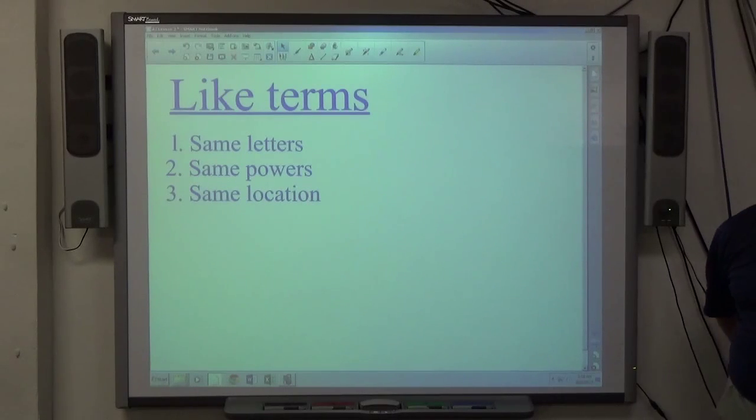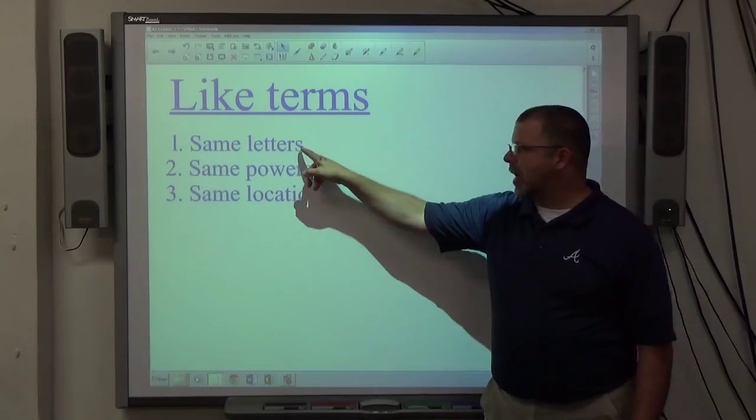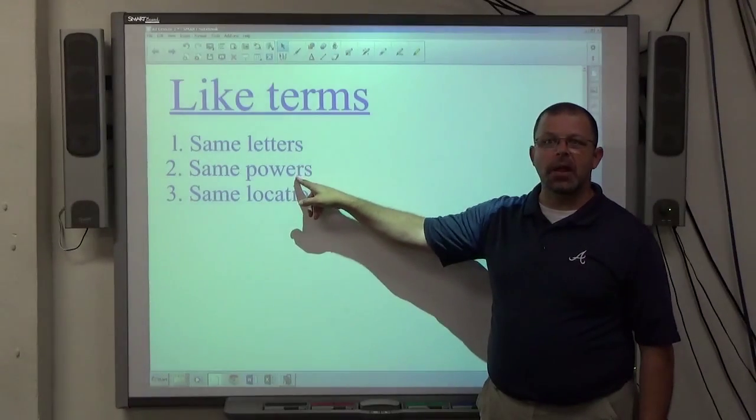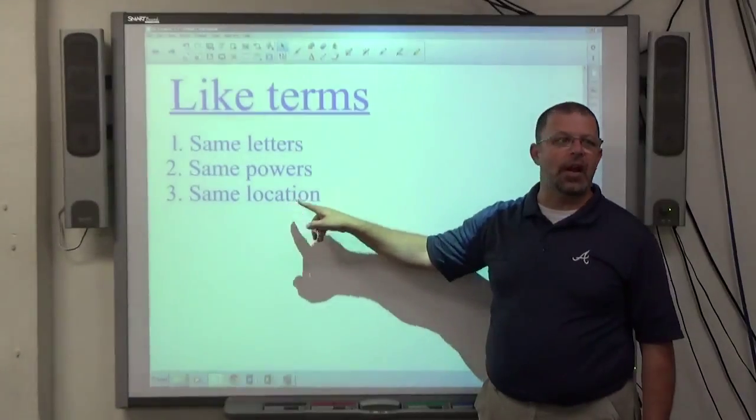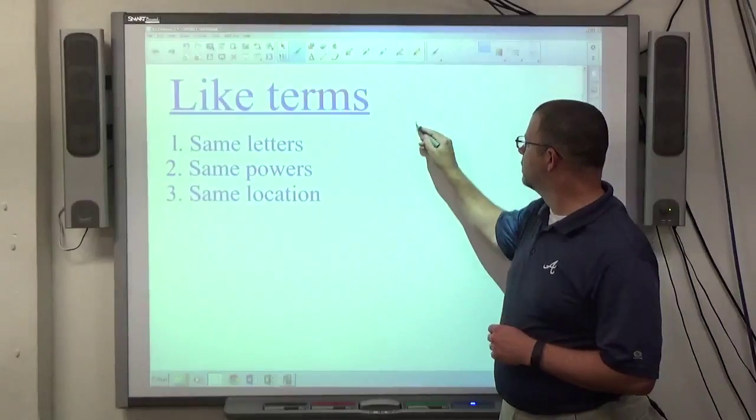All right, like terms are algebraic terms. They have letters in them. The letters have to be the same. The powers on each same letter have to be the same. The location of each letter has to be the same to be like terms. Let me give you a couple examples of what like terms are.